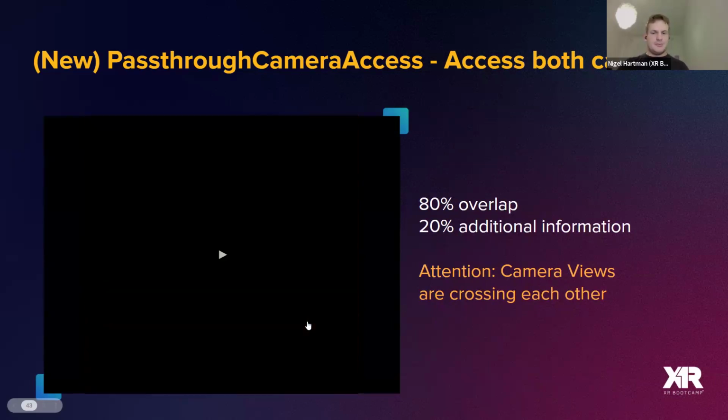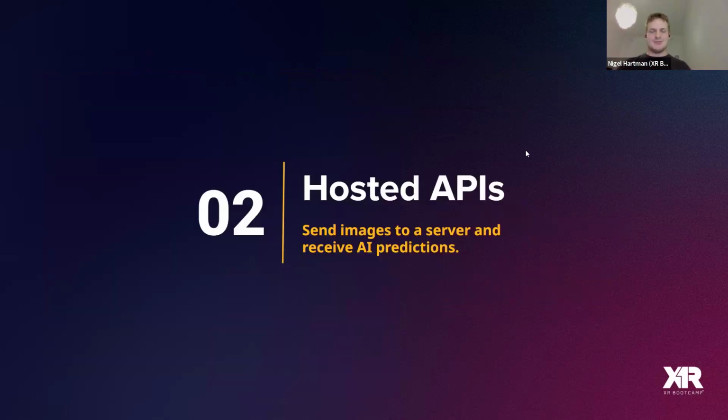And yeah, you get much more data. Still 80% of the cameras are overlapping, but that's also an advantage. You can get this overlapping data and do something with that. You have 20% additional data on both sides. Just also pay attention that the cameras are actually crossing each other. So the left camera actually sees more of the right side, and the right camera sees more of the left side. That can maybe be important. But you can definitely use it to your advantage, and I'm looking forward to seeing some nice use cases with that. So that's about the Passthrough Camera API.